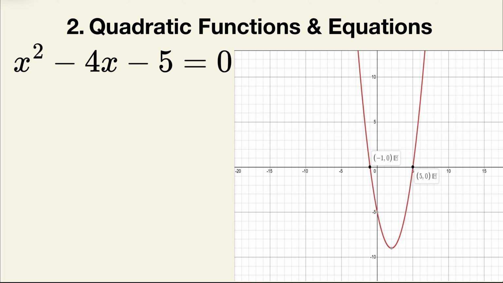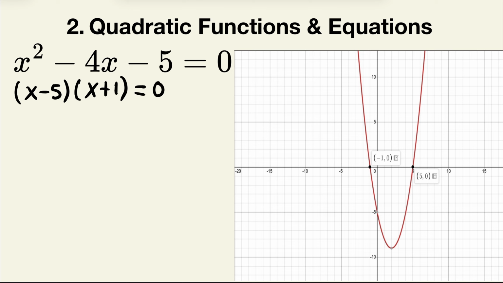So in this case, I look for two numbers that multiply to -5 and add to -4. And those numbers are -5 and +1. So what I can do now is factor the quadratic. And so I can factor it as the quantity x minus 5 times the quantity x plus 1 set equal to 0.